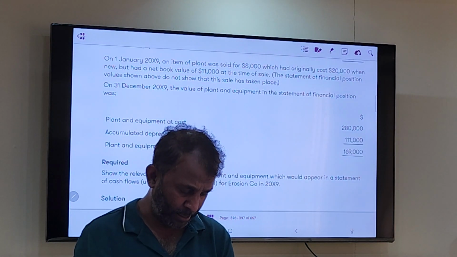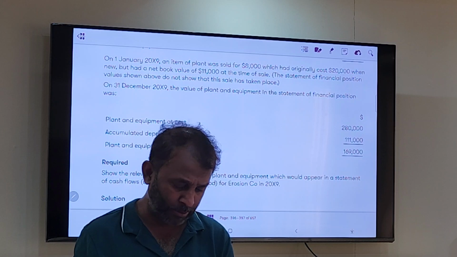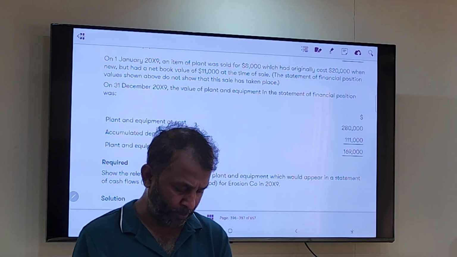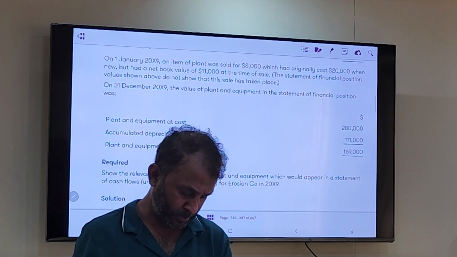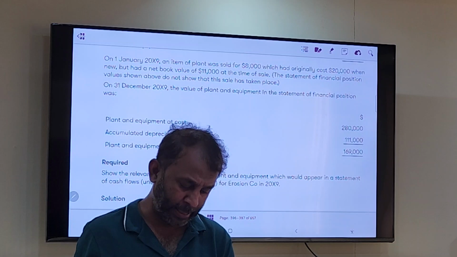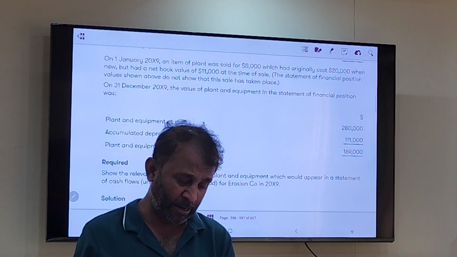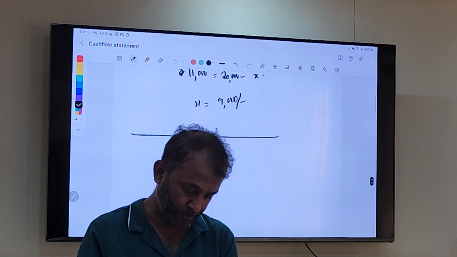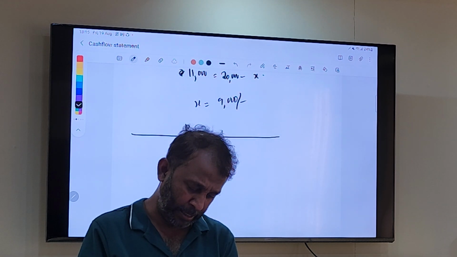So, let's continue. Still the question is not finished. On 30th of December, the value of the plant and equipment in the statement of financial position was blah blah blah. Show the relevant entries for property, plant and equipment which will appear in the statement of cash flows under the indirect method for the company. We have done one thing. Now let's open PPE.